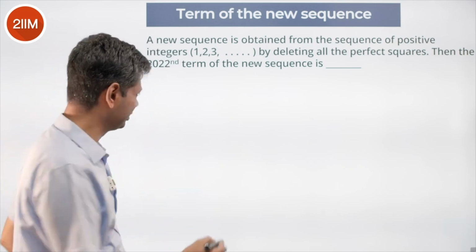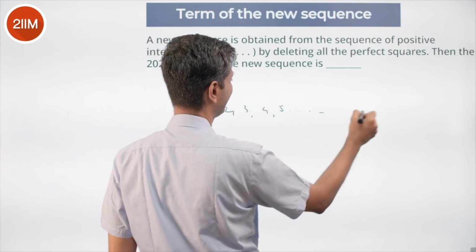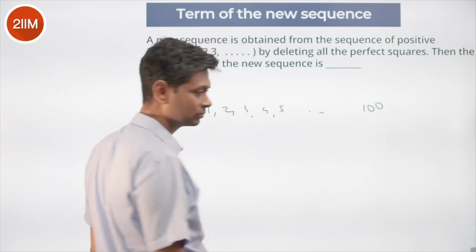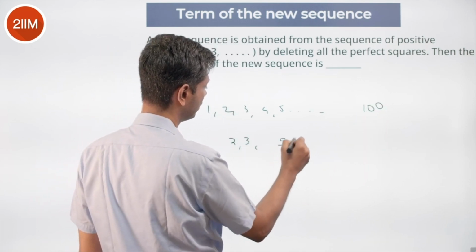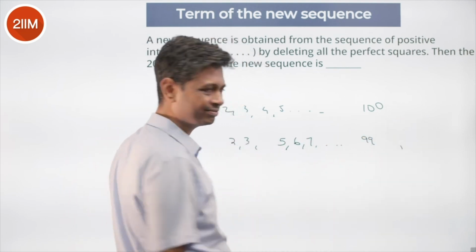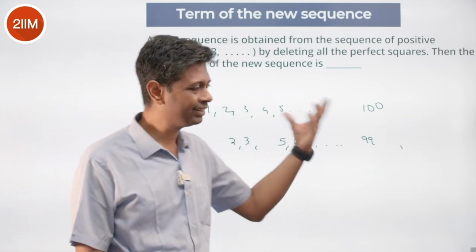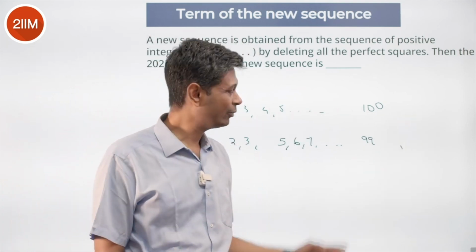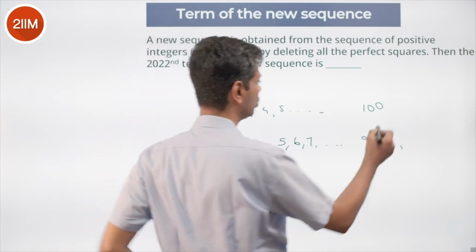Let's simplify this. 1, 2, 3, 4, 5. Let's say we consider it till 100. The new sequence would be 2, 3, 5, 6, 7 till 99. If I go till number 100, I won't even have 100. 100 won't be there in my sequence. Therefore, I'm going to include 101.